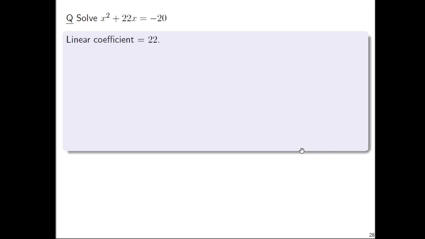Let's do one more. Let's solve x squared plus 22x equals negative 20. All right, linear coefficient, 22. Yeah, the number in front of x. Let's then say half that should be the second stick, right? 11 is the second stick. And then the constant that we need to add is whatever the square of 11 is. So 11 squared, or 11 times 11. I believe that's 121. So we need to add that to both sides.